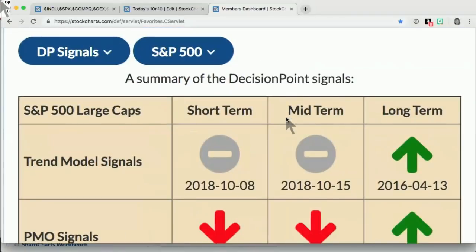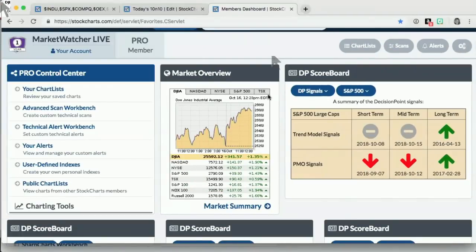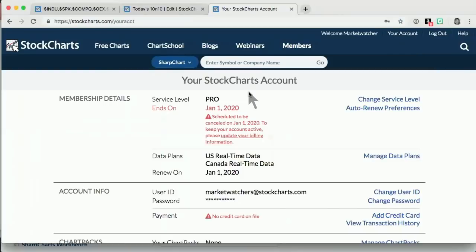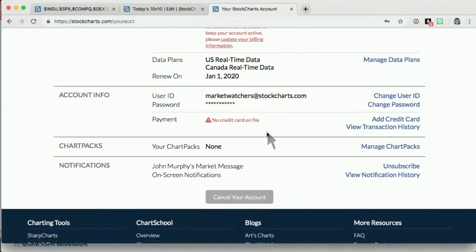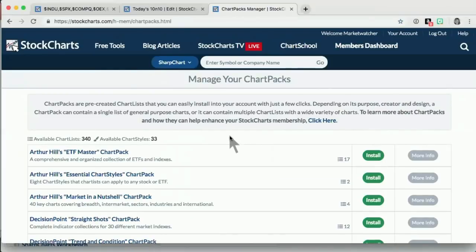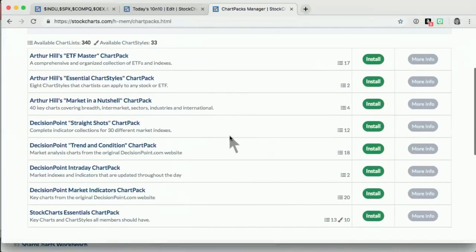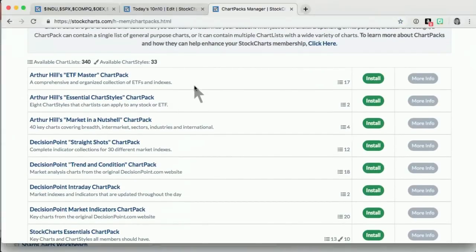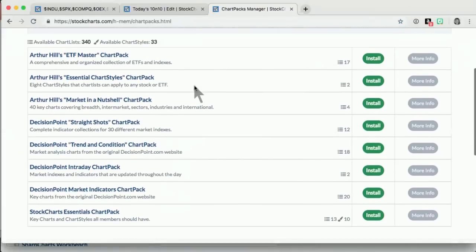Okay, so what I'm going to concentrate on, like I said, are these Decision Point chart packs so that you can get these market indicators. So the way you download a chart pack, and I'm going to do it right here and right now with my Market Watchers account, just go to your account, manage chart packs, and this is going to give you the list of the various chart packs we have. A chart pack includes a number of chart lists with a lot of different charts within each chart list.